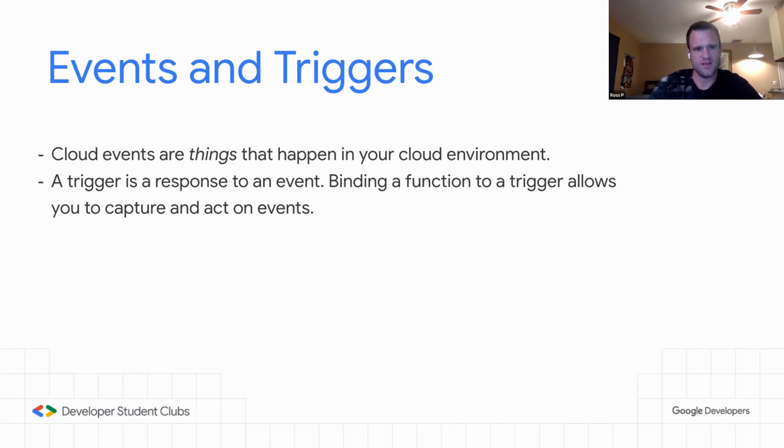And a trigger is a response to an event. And what you can do with cloud functions is you can bind a function to a trigger, and it allows you to capture and act on events. So like I said, if someone were to log in, your function can run and notify the other user that someone is online. And honestly, the combinations and variations of these functions are pretty much as vast as what you can program with your language of choice. So in our case, we're going to focus on a trigger being a URL endpoint.